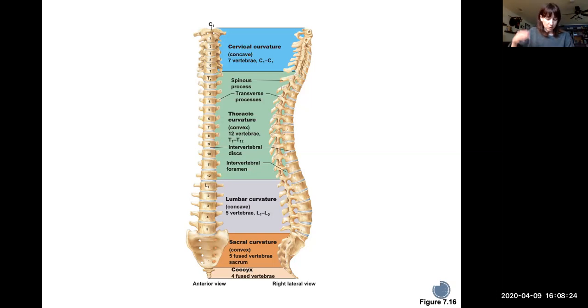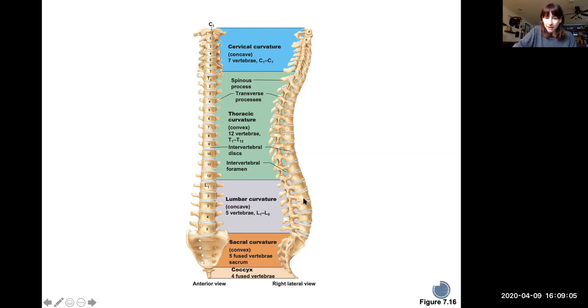And kyphosis, so the hunchback appearance, is a curvature of the thoracic spine. Tuberculosis of the spine can cause it, where the vertebral bodies partially collapse. And in the elderly, degeneration of the intervertebral discs can lead to kyphosis. It may also be caused by rickets and poor posture. Common in females with advanced osteoporosis. Wow. And then lordosis, which would be an exaggeration of the lumbar curvature.